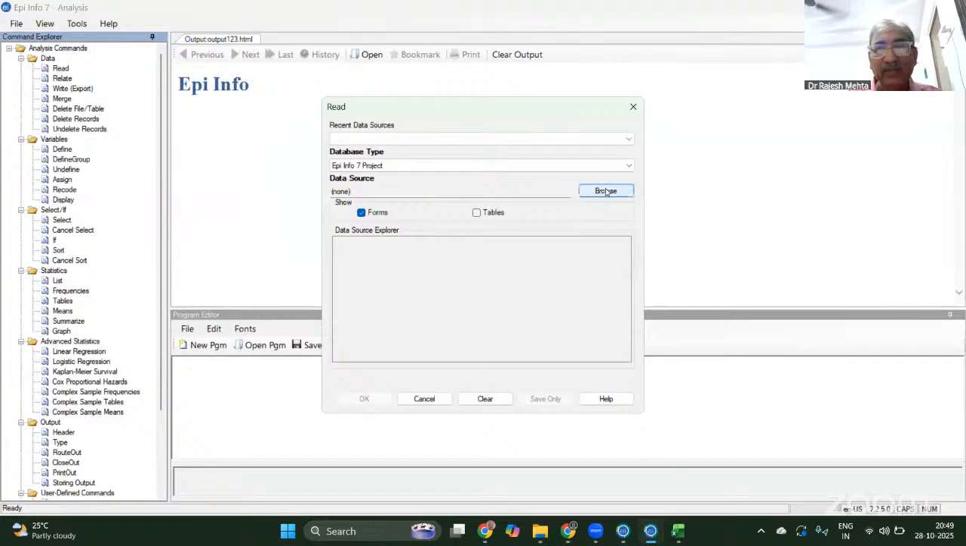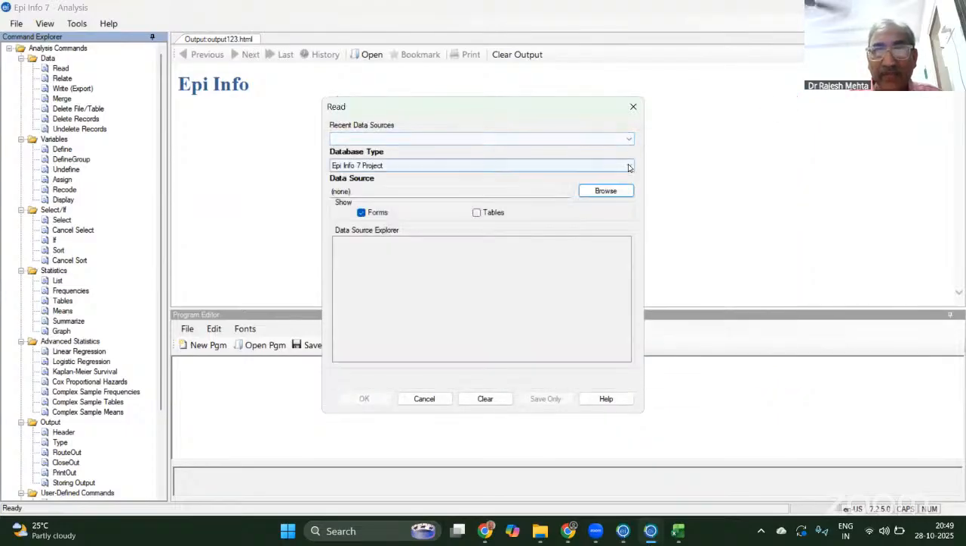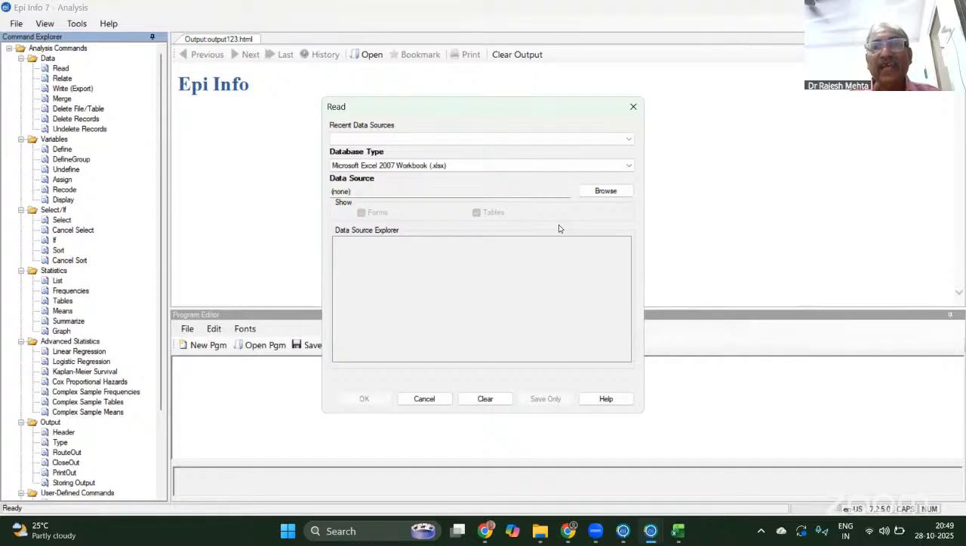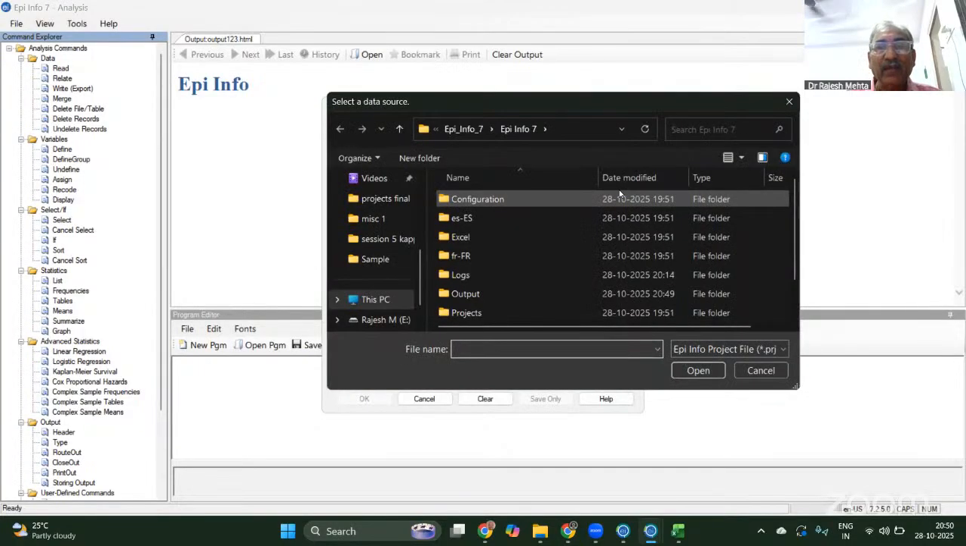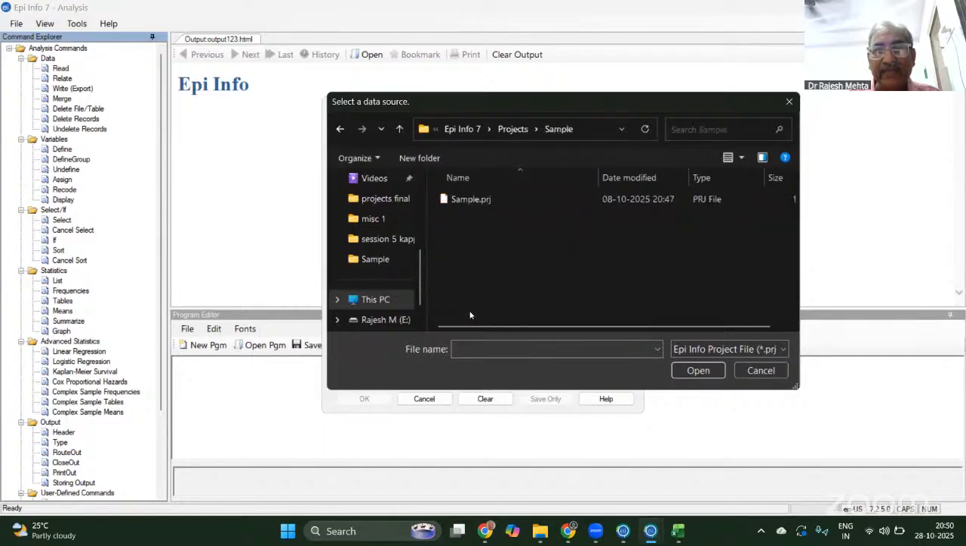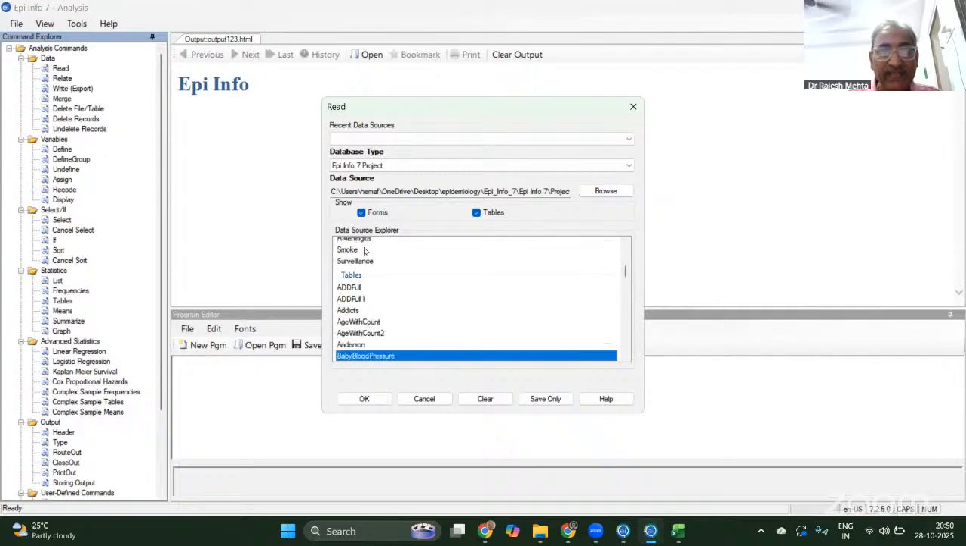The video is already shared with you so that you can follow the steps. Use the Read command, then browse. Now, if you want to use an Excel file instead of an Epi Info project file 7, you should select the XLS file type, and if you browse, you can select your Excel file. Next time we'll be using an Excel file. Right now we're using the project file. Browse means you find out where your project is. All the projects in Epi Info are in the project file, and a sample file is given for you to practice. And in the manual, they have given details of data analysis of different kinds.